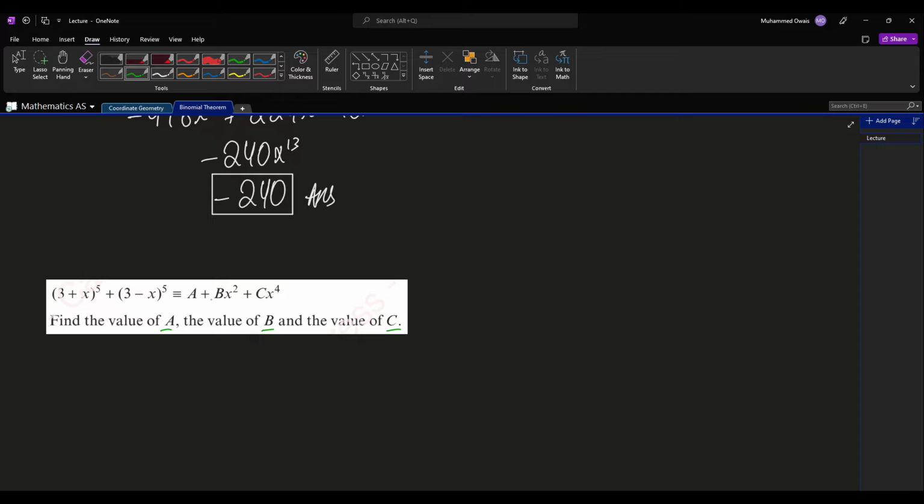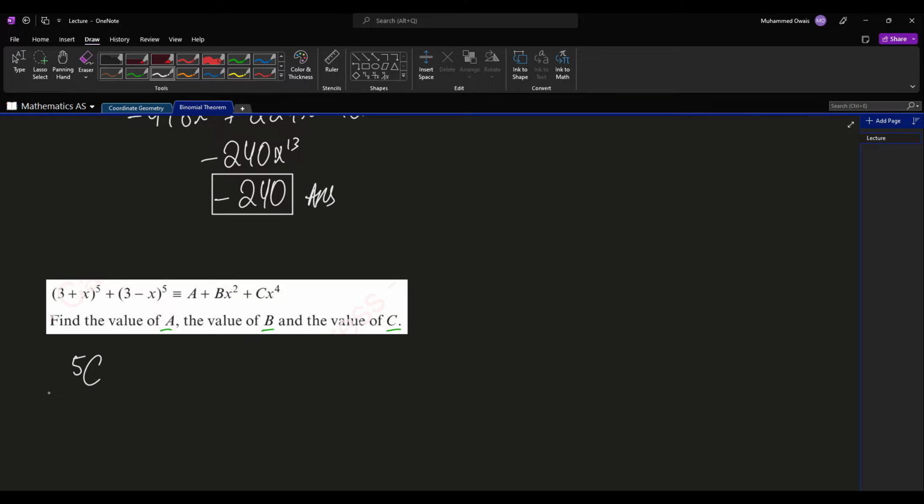So what I can see here is that all I need to expand to is till 4, so I don't need to go till 5. So all I'm going to do is expand till 5c4. Alright, let us expand 3 plus x plus first.